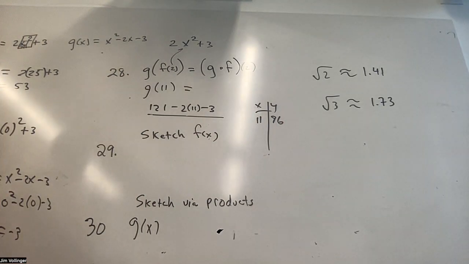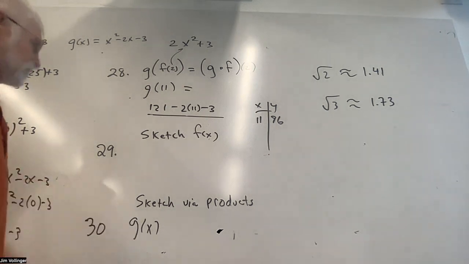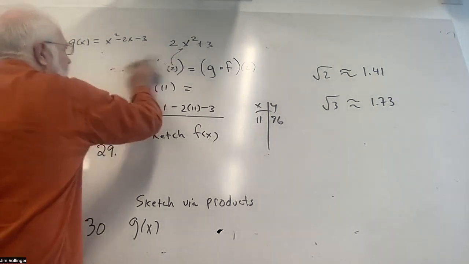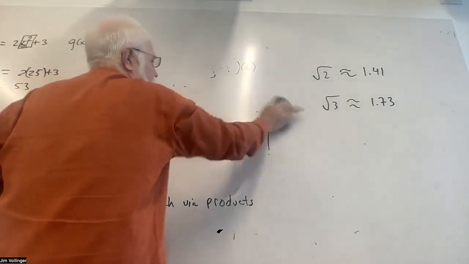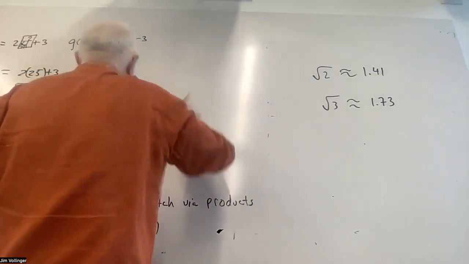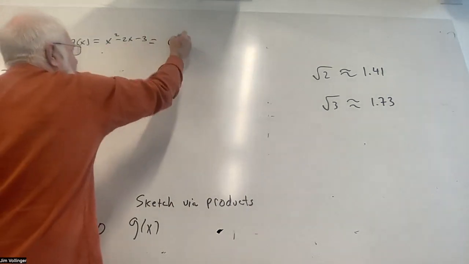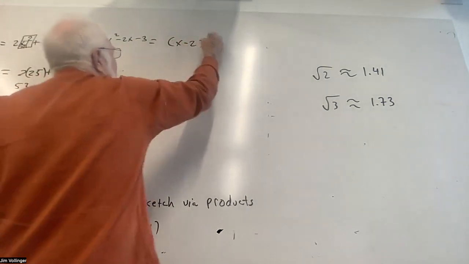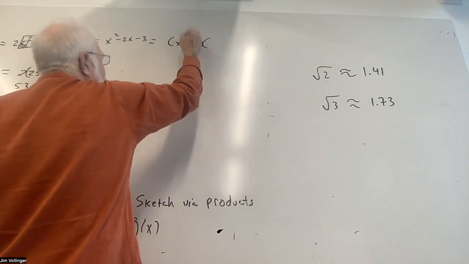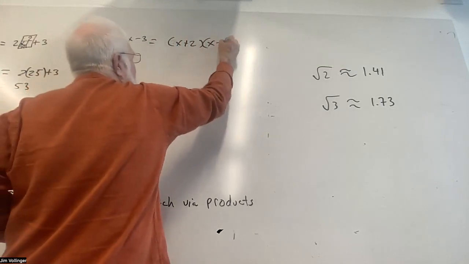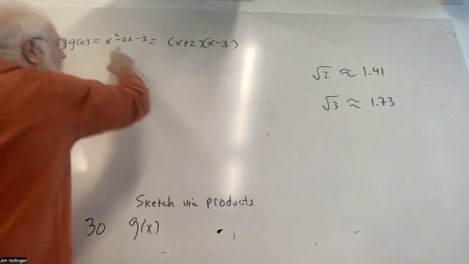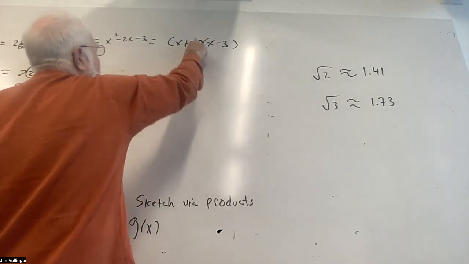All right, it's going to sketch f of x. We already did. Let's sketch g of x. So I can erase this now. And we're going to look at g of x from the product perspective, because I can see this can be written as a product. x minus 2 times, I'm sorry, x plus 2 times x minus 3, right? The negative wins out.